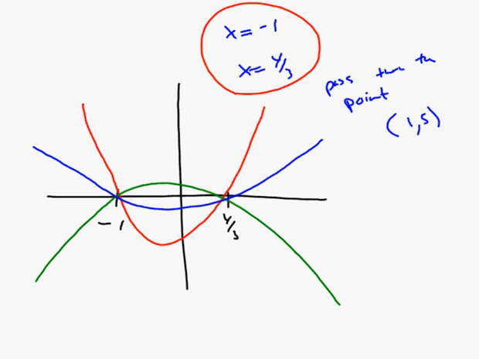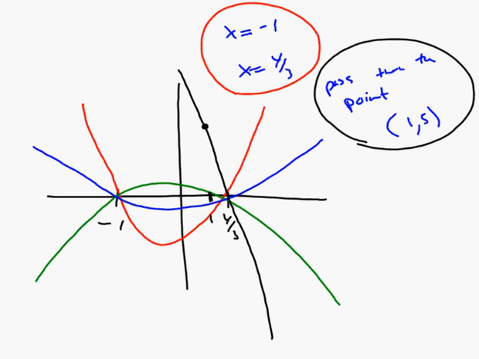But now I'm making an additional requirement. I'm saying not only do I want it to have those roots, I want it to go through the point (1, 5). 4/3 is a little bigger than 1, so 1 is probably right there. (1, 5) is way up here. So I'm looking for a parabola that will do something like this. It's going to be very tall, upside down, and it looks like it's going to be pretty narrow.